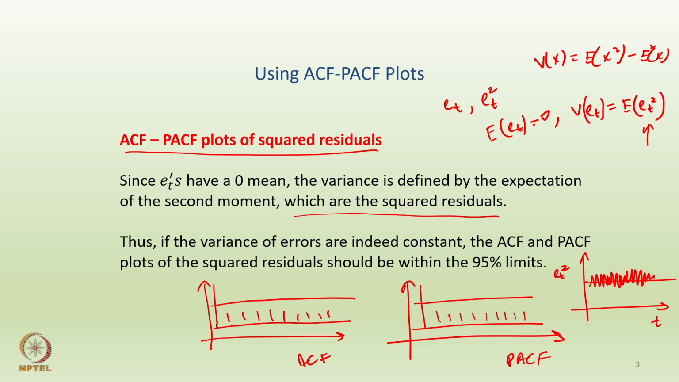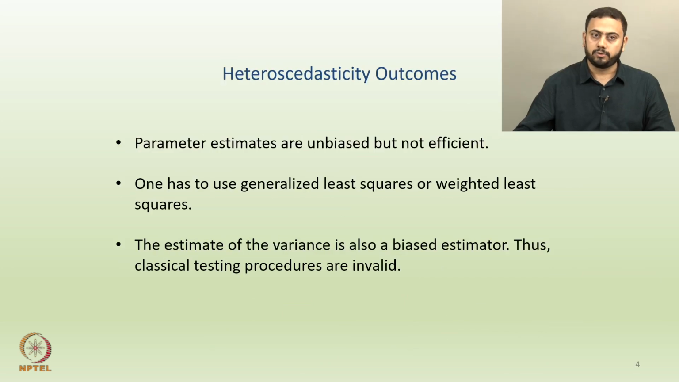Okay. But of course we will not stop just by looking at some visual checks. We of course have some formal hypothesis testing procedures also. But just before covering those, we'll cover a small section about what could be the outcomes of changing variance, or what could be the certain outcomes of heteroscedastic nature. Okay. So, these are all the outcomes.